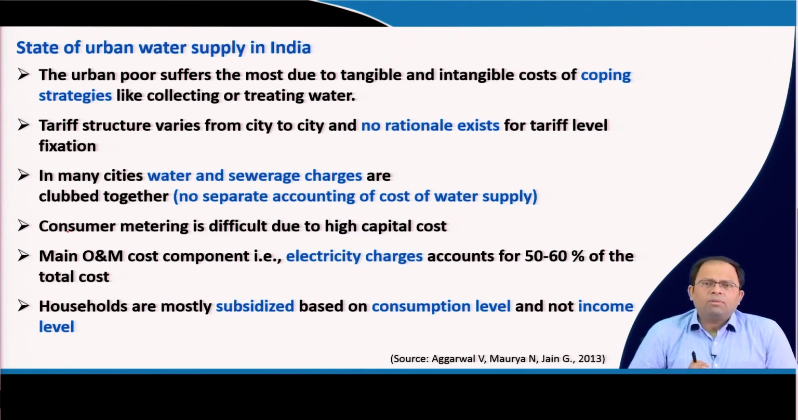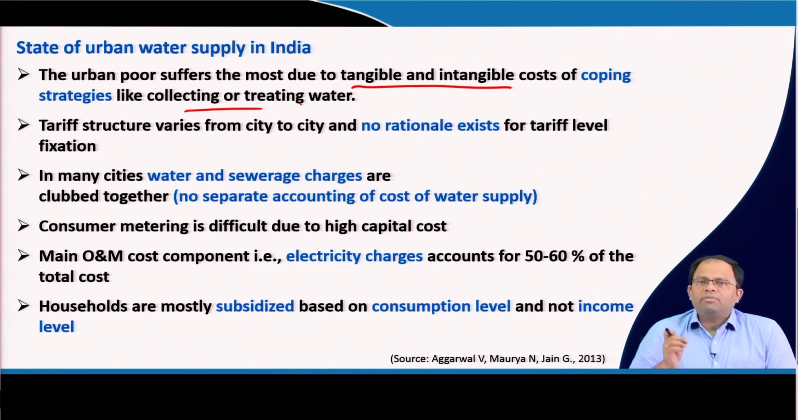So there are a lot of costs which get added because they are not getting a good water supply, or good quality and good quantity of water supply. So these tangible and intangible costs result because of these coping strategies like collecting or treatment of water, because those are not proper. So these are the extra costs that the urban poor has to pay.